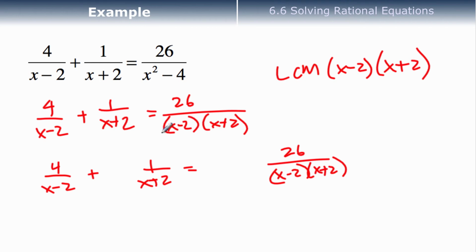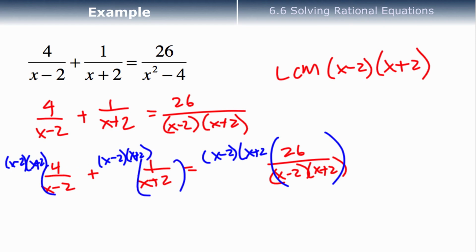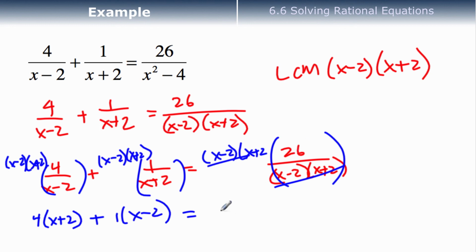Okay, I've got to take each one of those terms and multiply it by this LCM. So x minus 2, x plus 2, x minus 2, x plus 2, and x minus 2, x plus 2. So I'm multiplying this guy, and this guy, and this guy. In the first one, the x minus 2's cancel, so I'm left with 4 times x plus 2. There's the 4 times x plus 2. Typically, you write the number by itself first, and then the binomial. Plus, the x plus 2's cancel, so it's 1 times x minus 2. 1 times x minus 2 is equal to, and the last ones both cancel, so it's just 26.